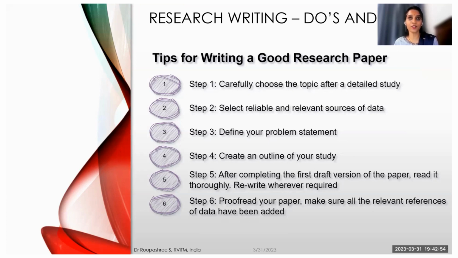Step 4, create an outline of your study. Outline the tables, the figures, the techniques, the strategy or the approach that is adopted to attain the accuracy of the research. After completing the first draft version of the paper, read it thoroughly and rewrite wherever it is required. The last, step 6, is to proofread the paper. For this, you can take the help of your friends or colleagues to read the paper so that it can be well understood and the flow is well maintained. When you proofread, you will also make sure that relevant references of the data have been included.